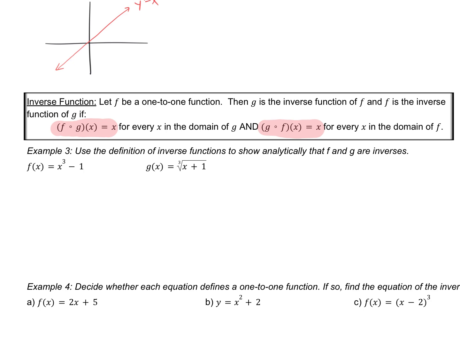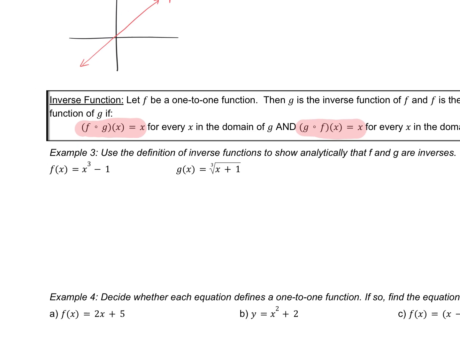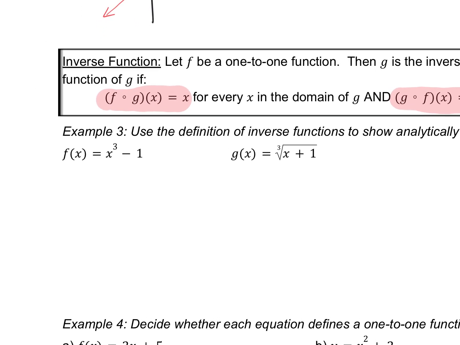So for example 3 here, we are taking our f of x, which is equal to x cubed minus 1, and our g of x, cube root of x plus 1, and we're plugging in those values. Do you guys remember how to do that? If I said g of f of x, or f of g of x, do you remember? Okay, good.